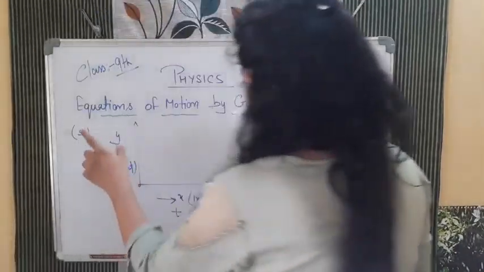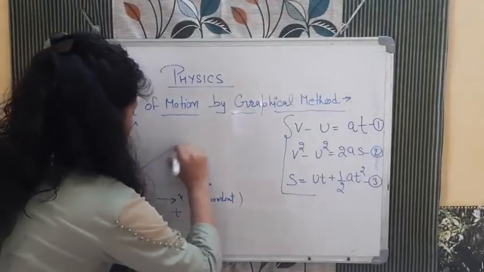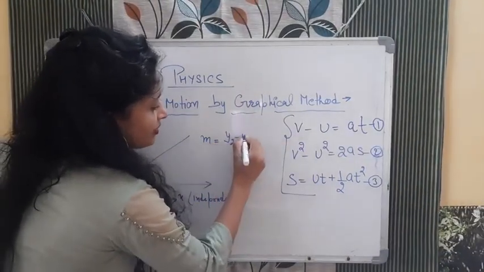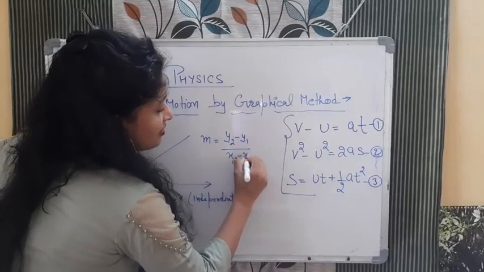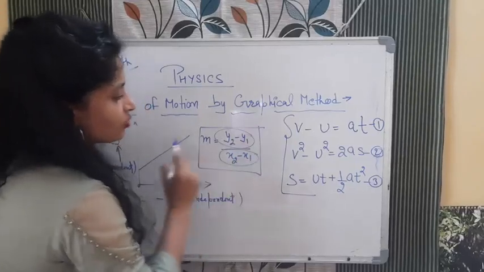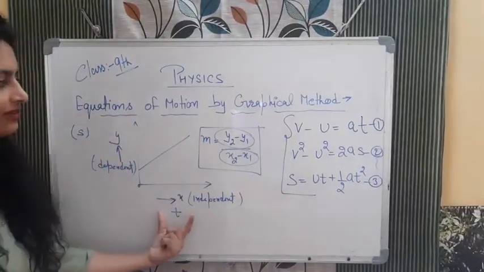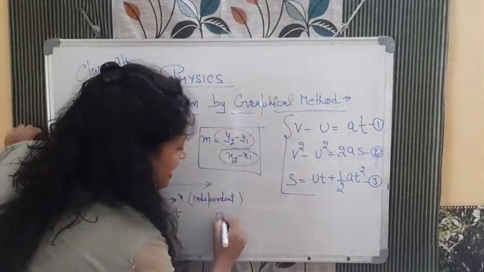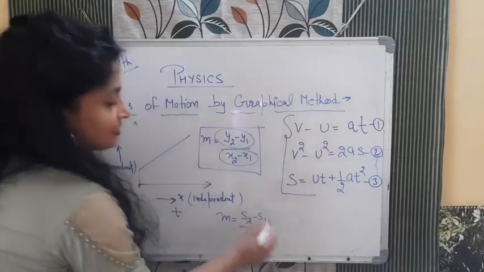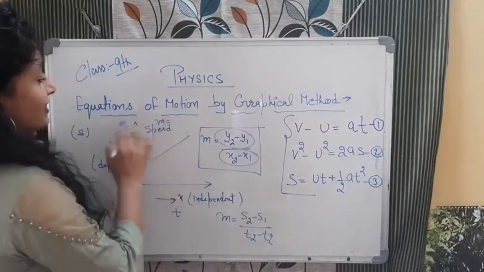In today's class, by using this graph, one more thing: slope. What do you mean by slope? We represent slope with m, and it is equal to y2 minus y1 divided by x2 minus x1. We can say it is the change in the quantity on the y-axis divided by the change in the quantity on the x-axis. For example, in the distance-time graph, distance is on the y-axis and time on the x-axis, so m is s2 minus s1 divided by t2 minus t1. Distance by time is speed. So the slope of a distance-time graph is speed.